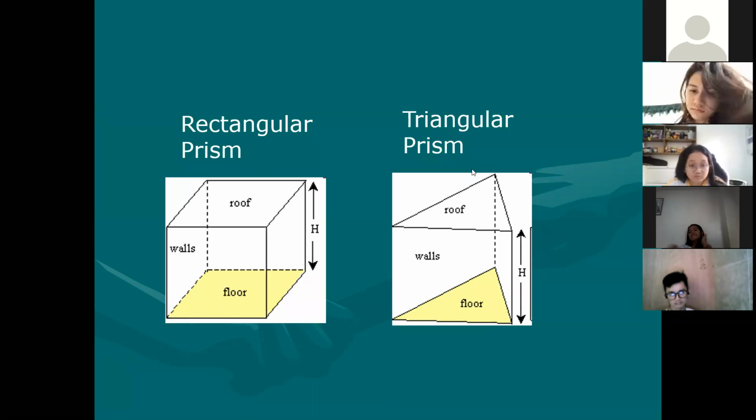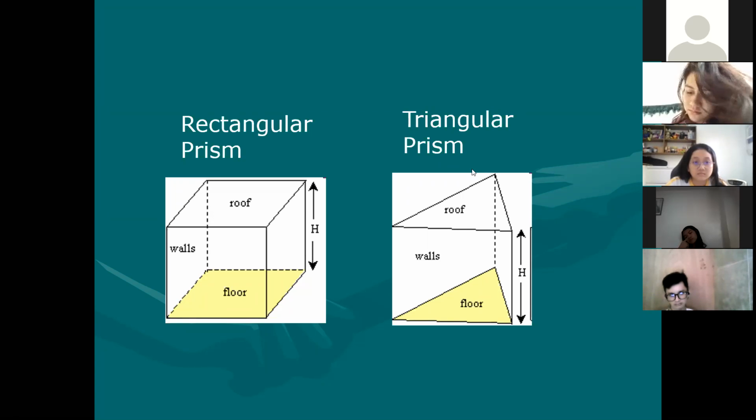If the base is a pentagon, you'll call it a pentagonal prism. If a base is a hexagon, you'll call it a hexagonal prism, and so on and so forth. You can even call a prism with an octagon base an octagonal prism. Okay, so that's the definition of a prism.